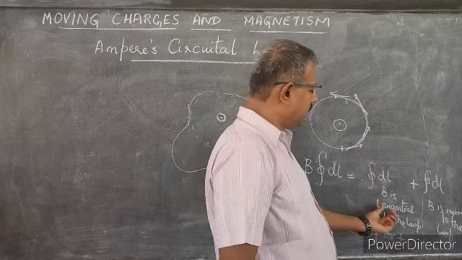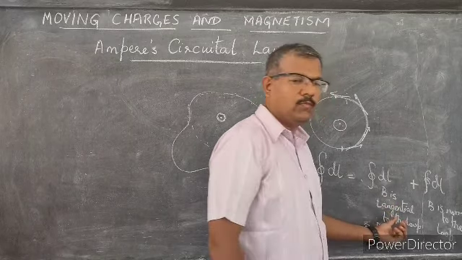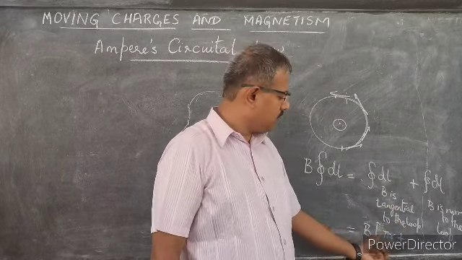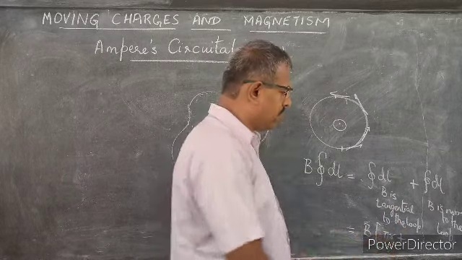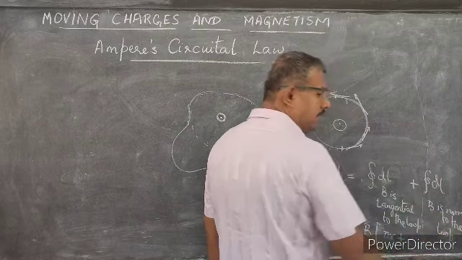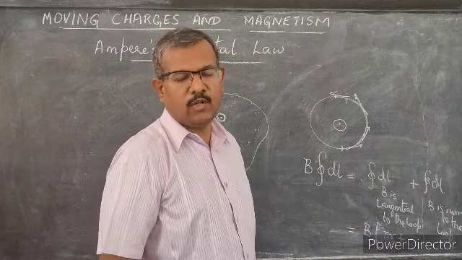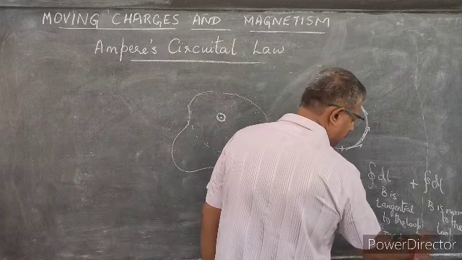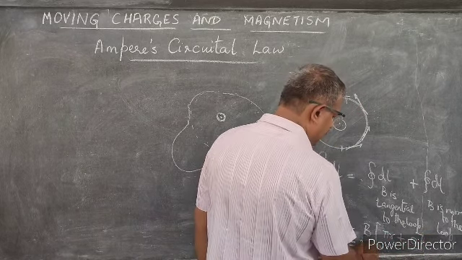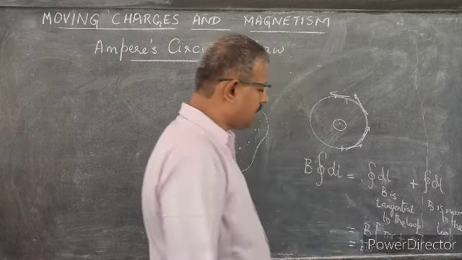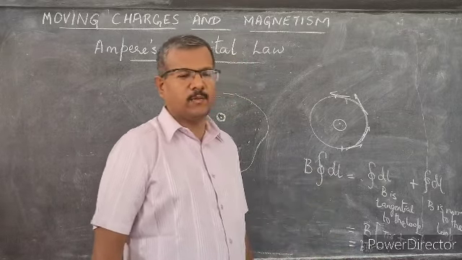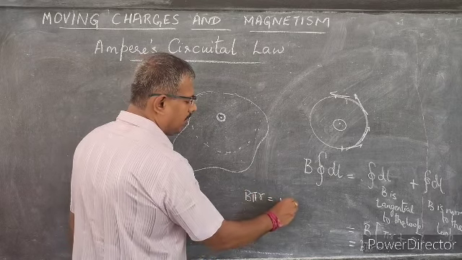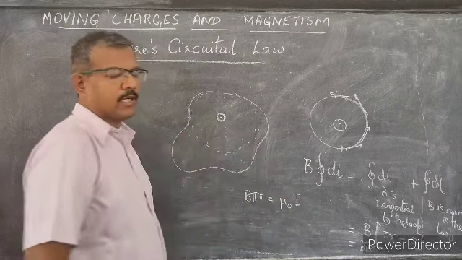So in the case of B being tangential to the loop, we already discussed sine theta becomes sine 90, which is 1. So I am left with the term pi r. Whereas for dl where B is normal to the loop, sine theta becomes sine 0, which is 0, and that reduces to 0. So I am left with B pi r. So B pi r becomes the left hand side of the equation. So B pi r becomes equal to mu naught times I, which is the current flowing through the conductor at the center.